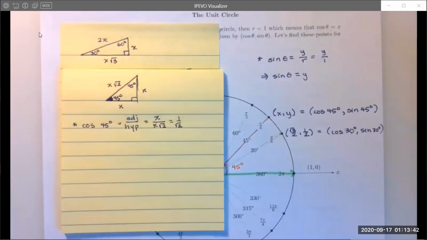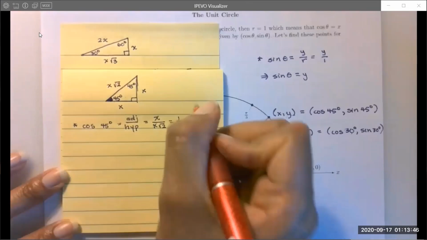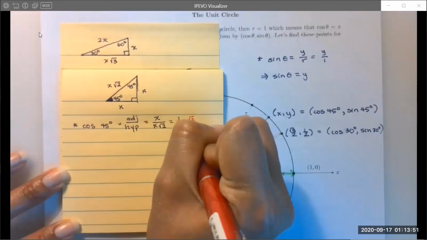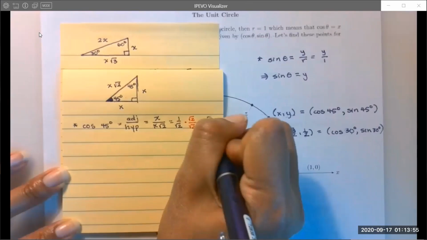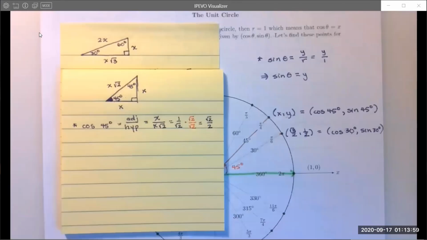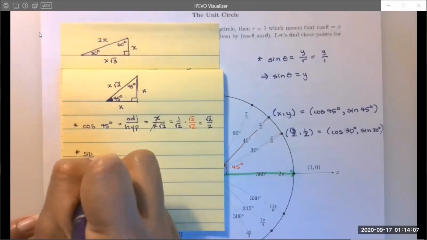Now we don't like to have radicals in the denominator, so we want to rationalize that, which means I'm going to multiply top and bottom by a square root of 2. And the final outcome of this would be a square root of 2 over 2. Is this okay? Okay, what about sine of 45 degrees?